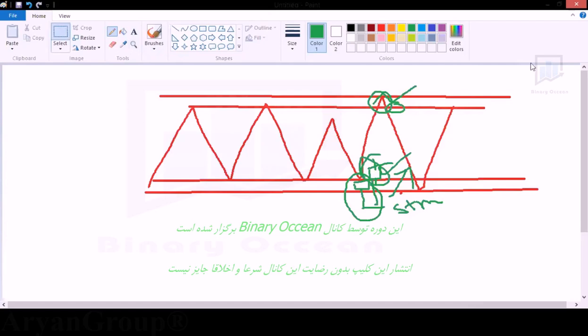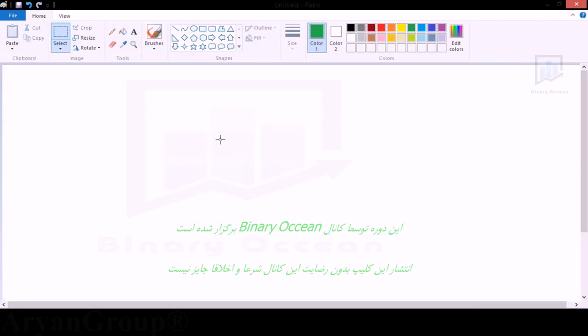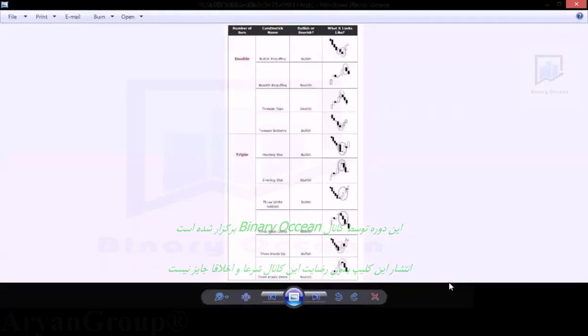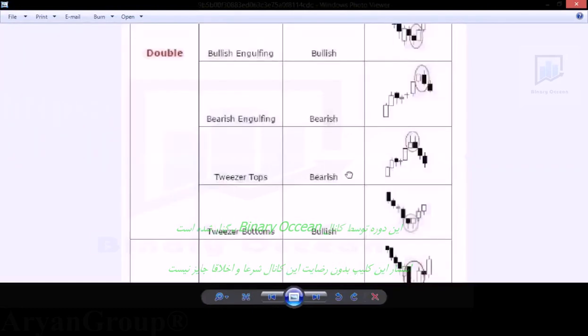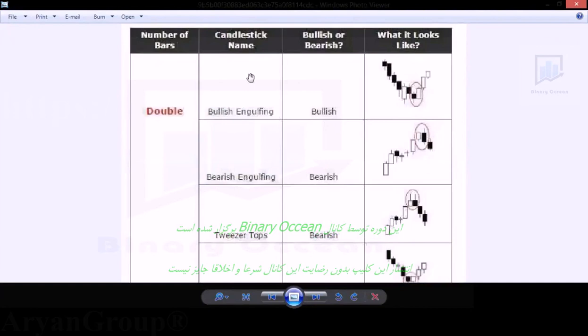And I will give you some patterns here. Okay, here. Okay, these all candles. Okay, these are the engulfing candle.